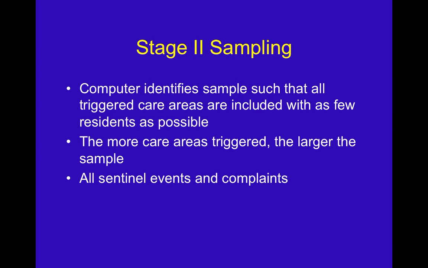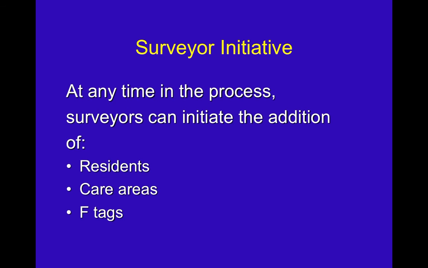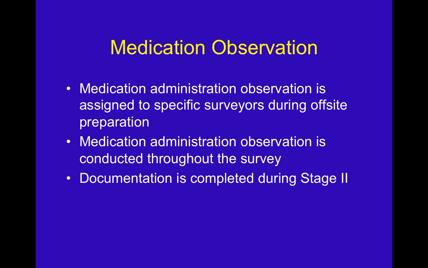Stage 2 sampling occurs when the computer identifies samples that all triggered areas that might be an issue based on the MDS. They'll also look at any sentinel events and complaints. We'll talk about what a sentinel event is. That is something that could put a severe harm to the patient that could occur, and any filed complaints from residents or family members. At any time, the process surveyors can initiate the addition of more residents, more areas to focus, and more F-tags. And usually if they find something wrong, then they may go digging for more.